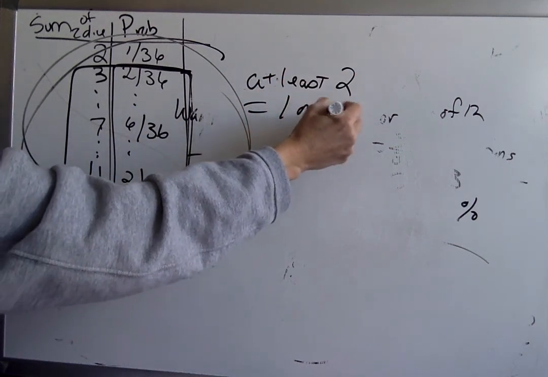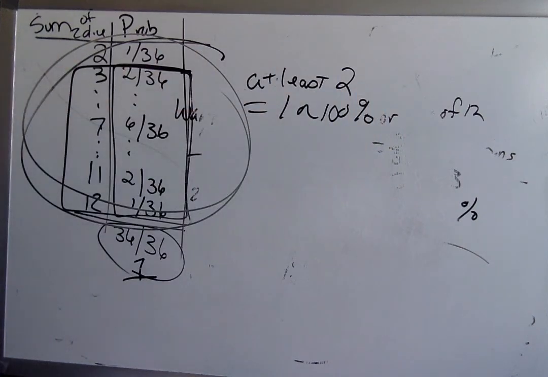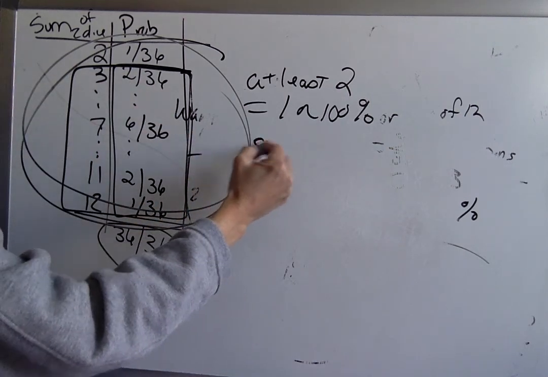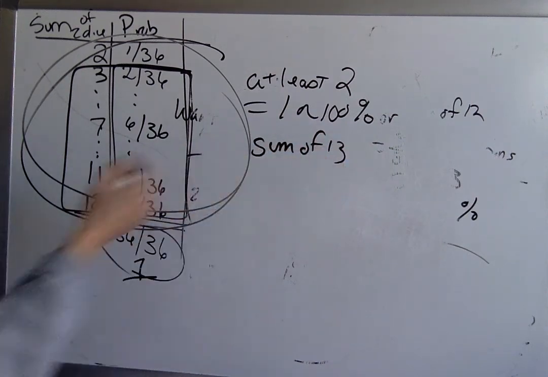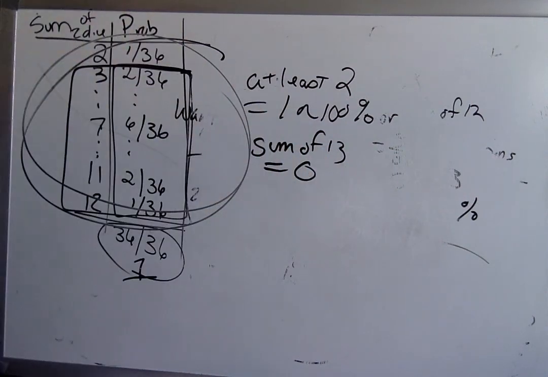1 or 100%, right? That is absolutely certain because there's nothing else you could roll. Everything is at least 2. And then a sum of 13. Well, there is no 13. So that's impossible, or 0. So those were those 2 extremes that are really nice to do with the younger kids.